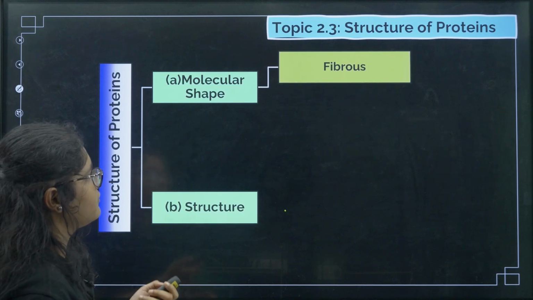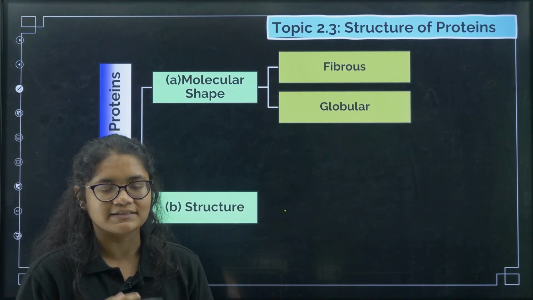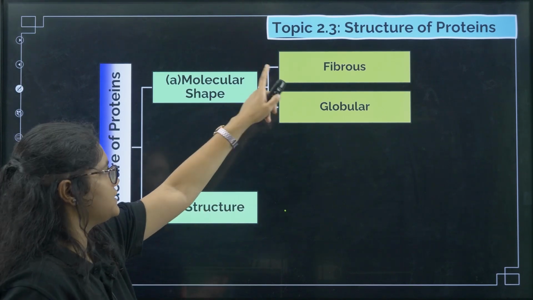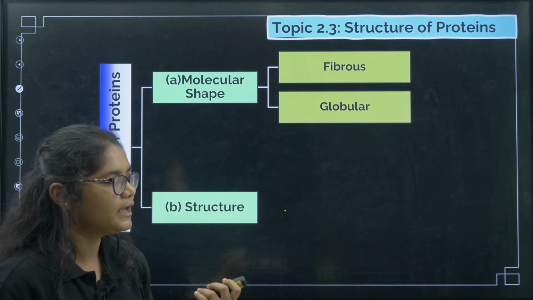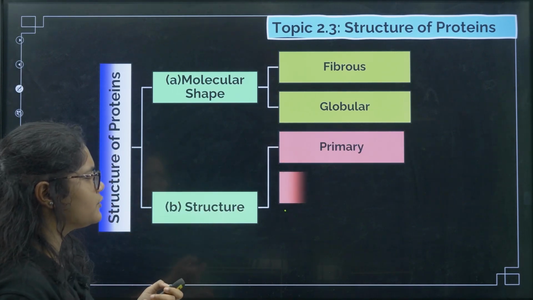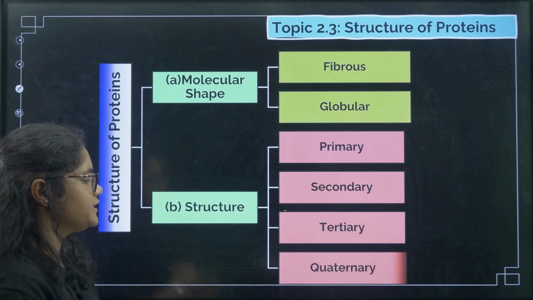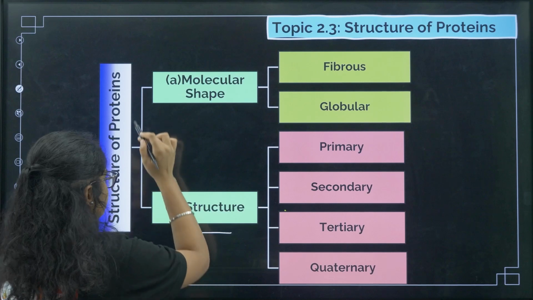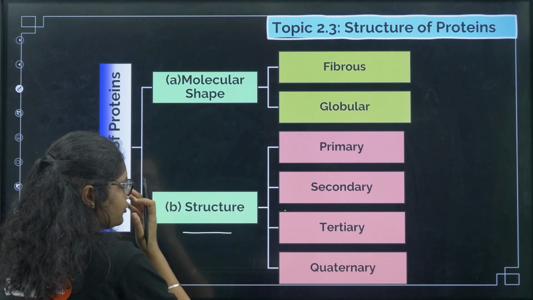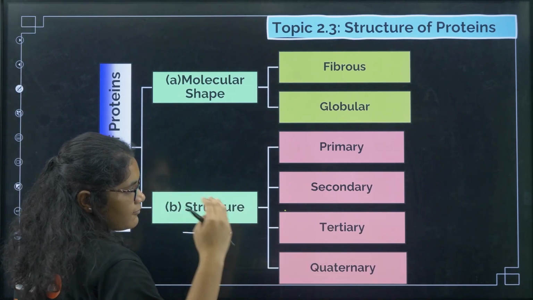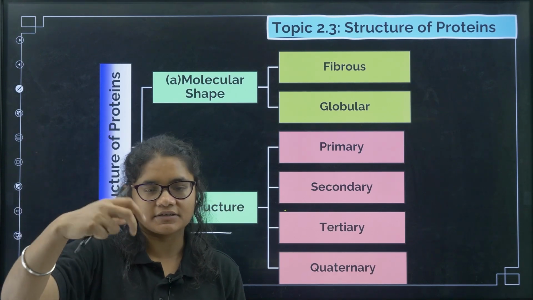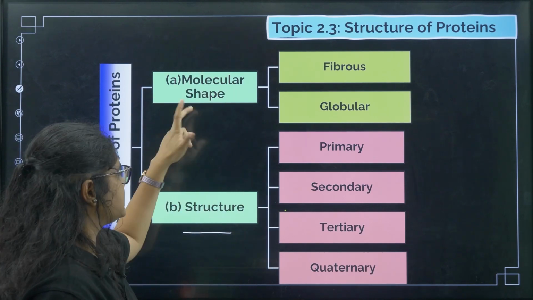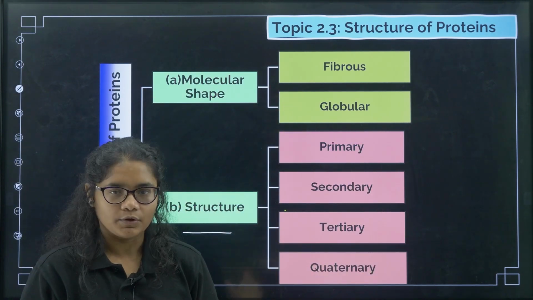So in molecular shape we have fibrous proteins and globular proteins. Some of the proteins are fibrous, some are globular. This classification is done on the basis of the molecular shape. Now coming to structure, we have primary, secondary, tertiary and quaternary structure of proteins. This is not a classification. When I talk about structure, the protein structure can be discussed in 4 levels. And if you talk about the shape of the proteins, it can be of 2 types, fibrous and globular.